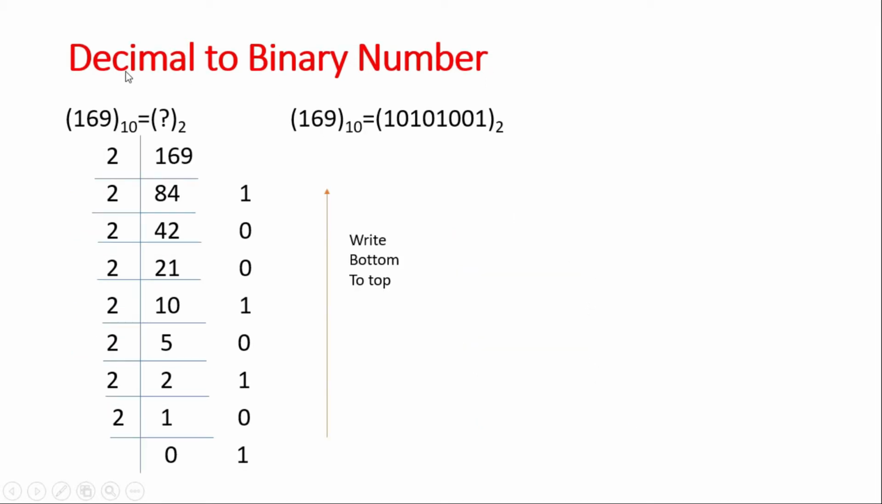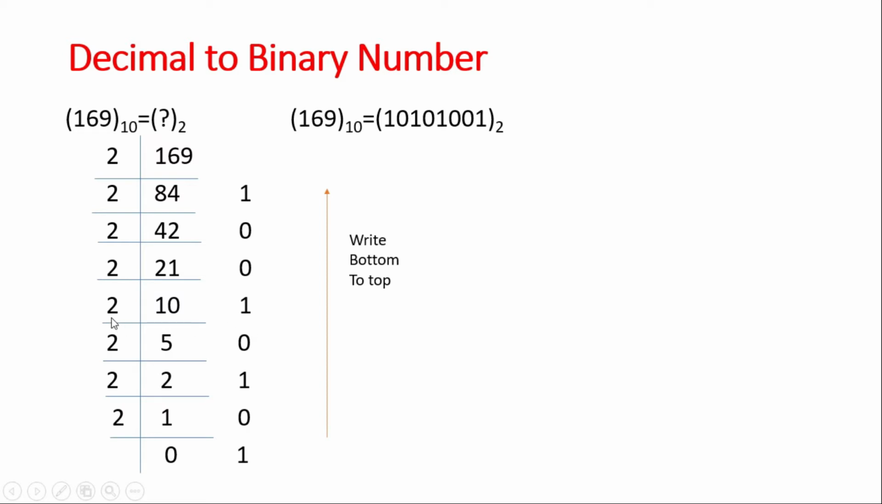This is the second example: 169 decimal number convert to binary number. 169 divided by 2 is 84, remainder is 1. 84 divided by 2 is 42, remainder 0. 42 divided by 2 is 21, remainder is 0. 21 divided by 2, remainder 1.